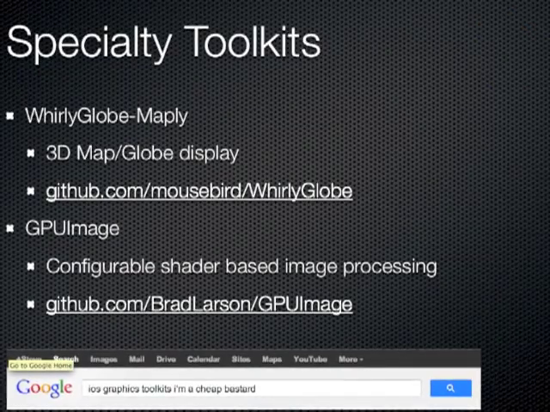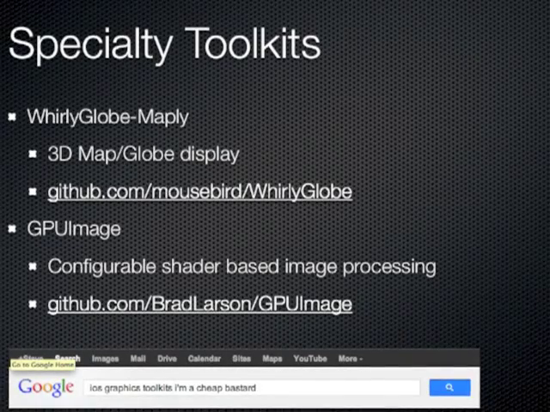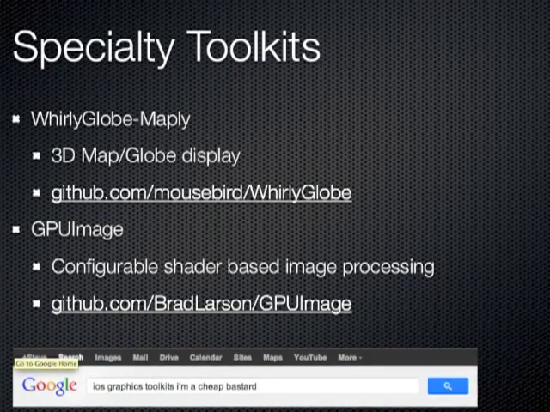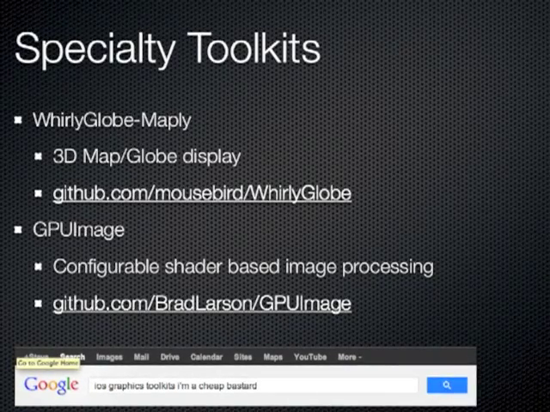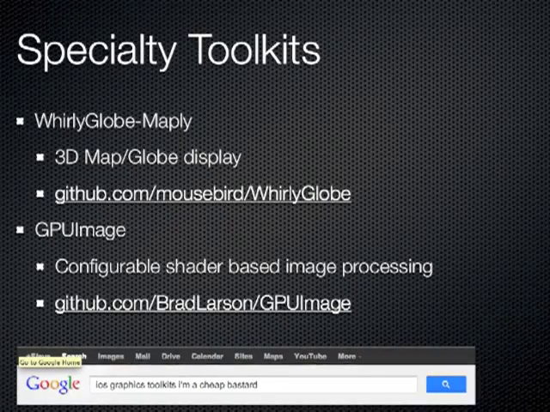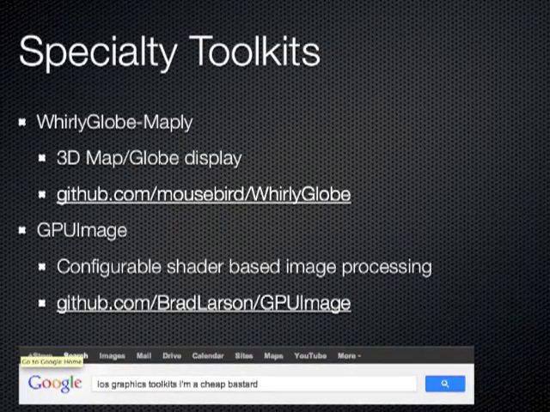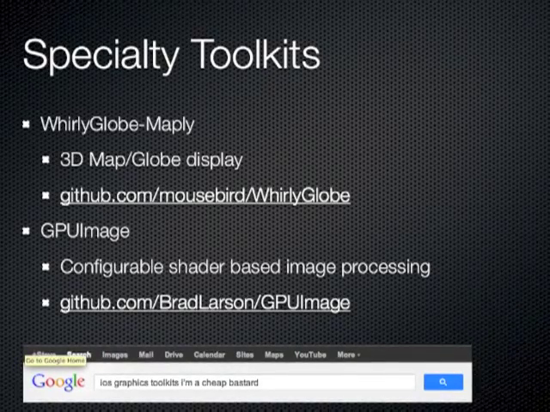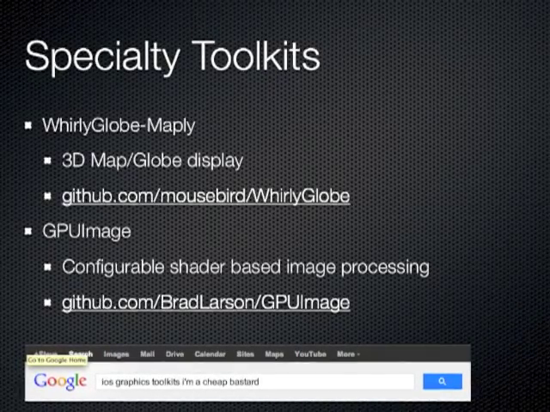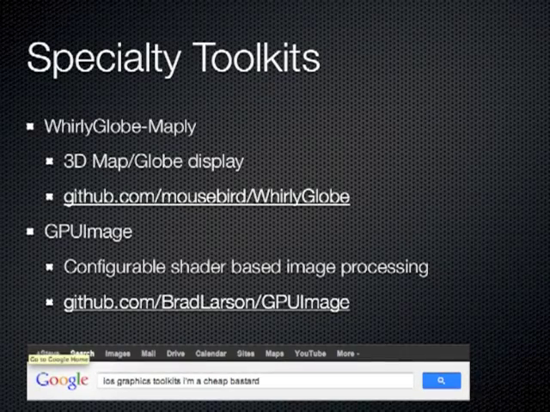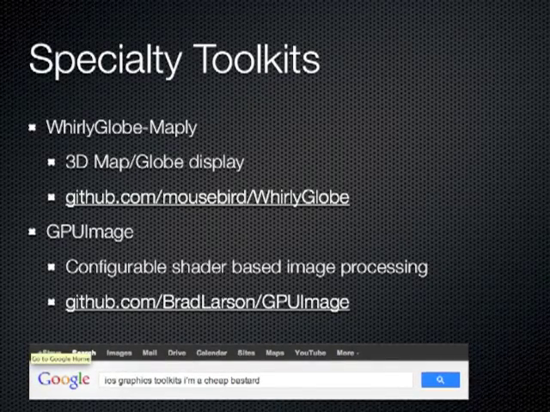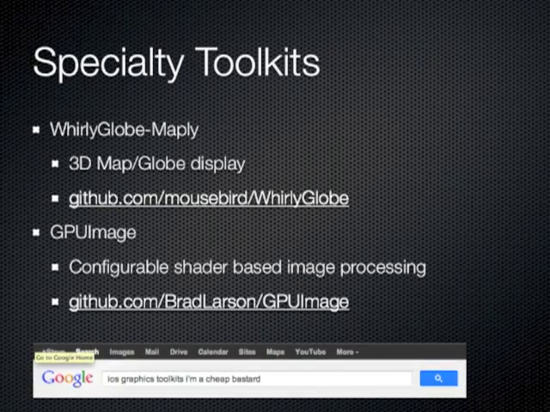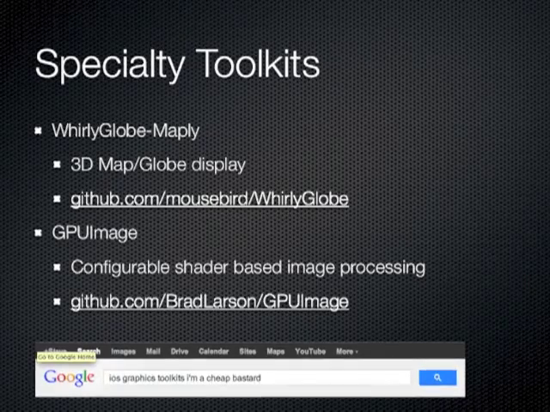There are also a lot of specialty toolkits, and I'm just going to talk about two of them here. I'd say if you need a toolkit that does something, just go searching for it and see what you find. Obviously, I'm going to talk about mine, WhirlyGlobe-Maply. That's the 3D mapping globe display toolkit that I make. And GPUImage is another one. I was going to show a quick example from GPUImage later in the talk. And that's a configurable shader-based image processing library, and it's very, very good and has some great examples. And again, there are tons of these things. Just go looking for them, see if they've been updated lately, see what kind of state they're in, and give them a try.